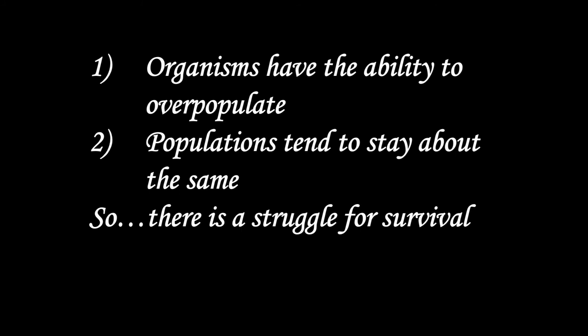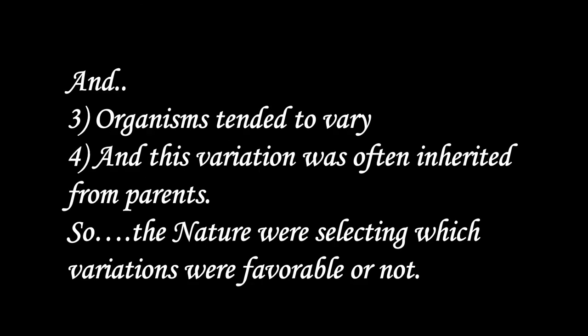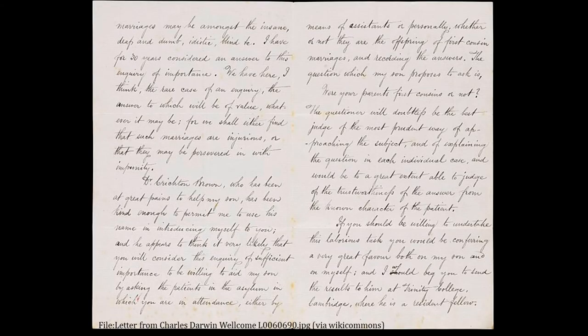Drawing from his knowledge of geological change, domestic breeding of animals, and the wide range of species he's encountered on the HMS Beagle, Darwin comes to these conclusions. First, organisms have the ability to overpopulate. And second, since populations tend to stay about the same in a particular area, Darwin assumes there is obviously a struggle for survival. And organisms tend to vary, and this variation was often inherited from the parents. So, nature was selecting which variations were considered favorable or not. This would later be changed into evolution by the process of natural selection.